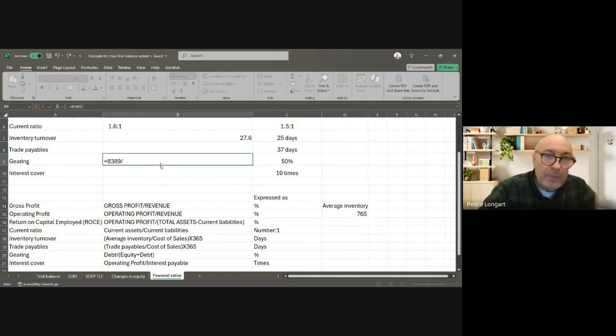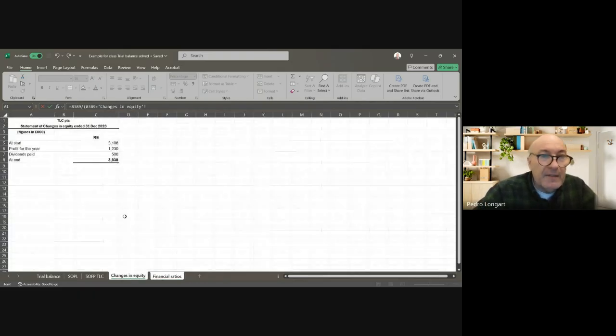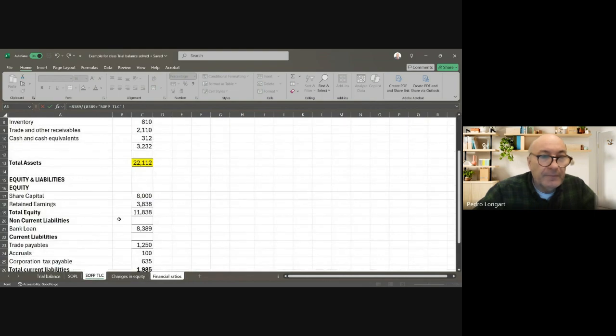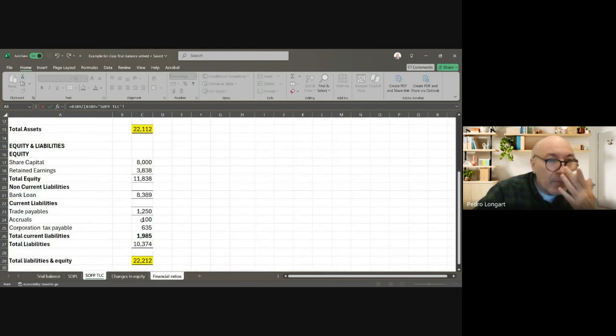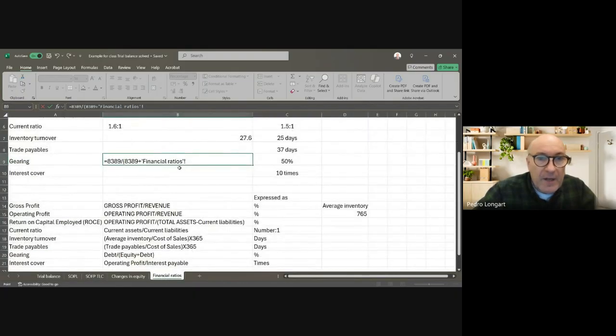divided by my debt, 8389, plus my equity. The equity is easy to find here again. Okay, my equity is 11838.